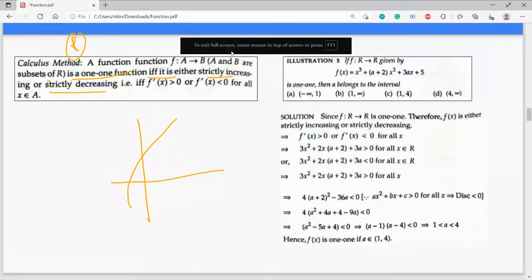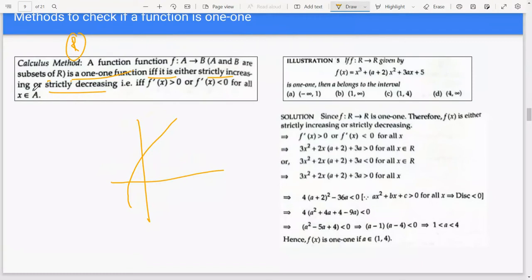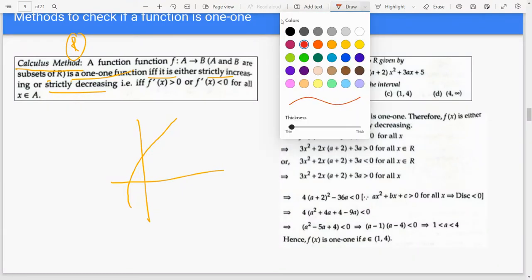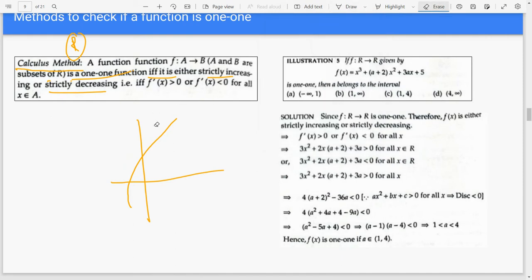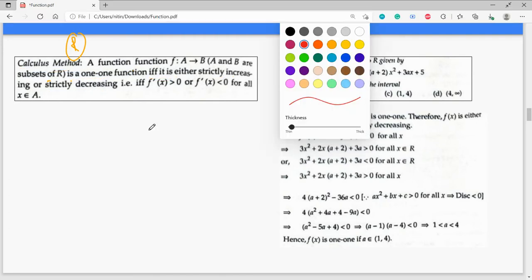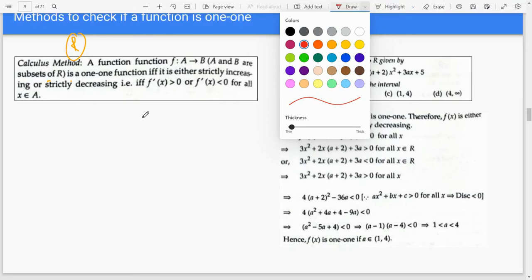So in this part, I'm going to discuss a different method, which is called the calculus method. Okay, so this calculus method will check for different derivatives. I think you are already aware of differentiation and the basic part of it, like how to do a differentiation. And for that, let's discuss how this is used to check if the particular function is one-one or not.